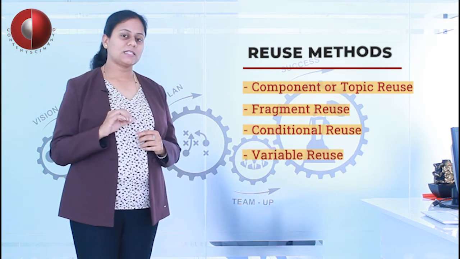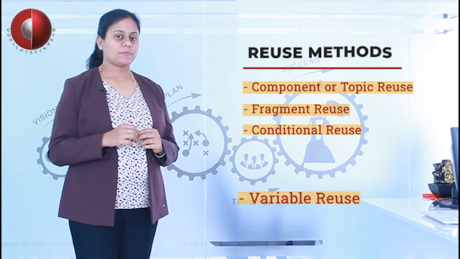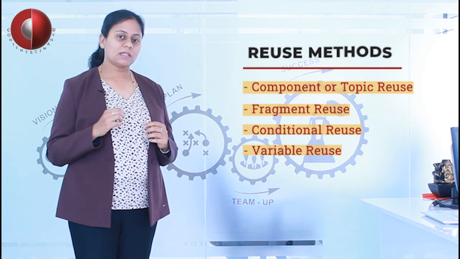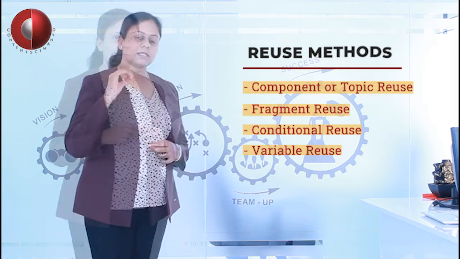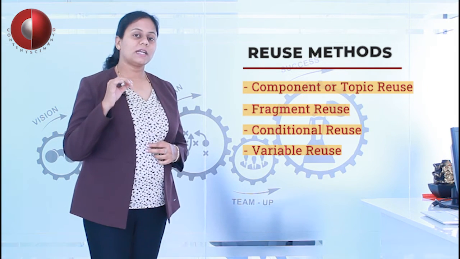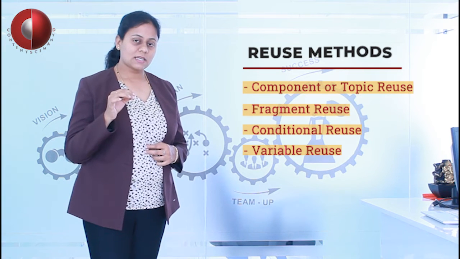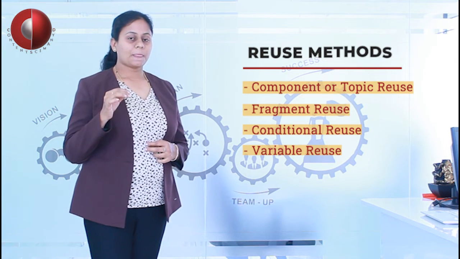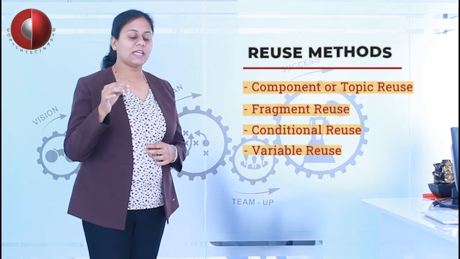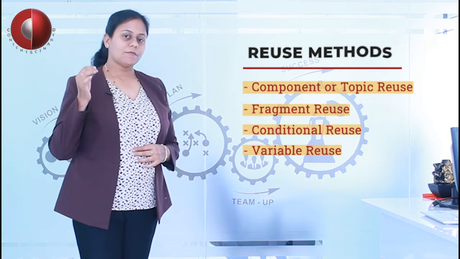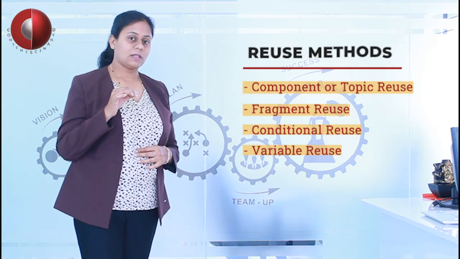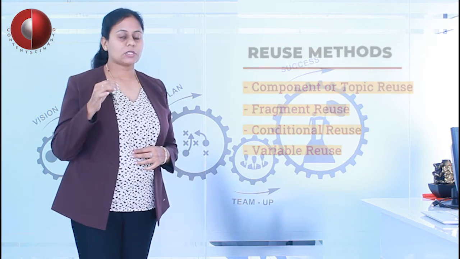The fourth one is variable reuse. Here, variables are a word or a phrase. These variables are defined with tags by metadata and they are used differently in different contexts. The topic or component which uses this variable will get reused widely.